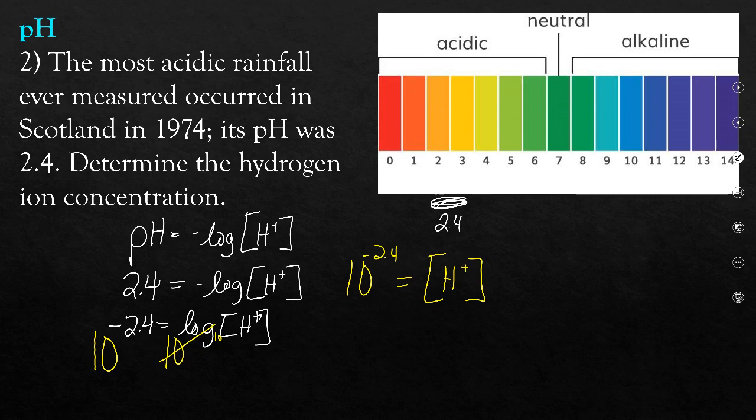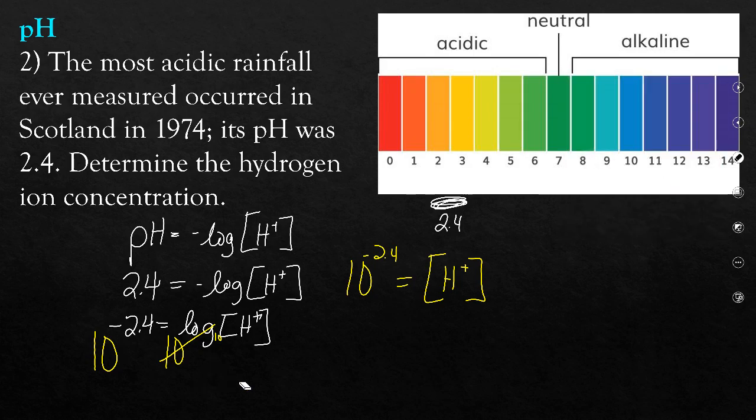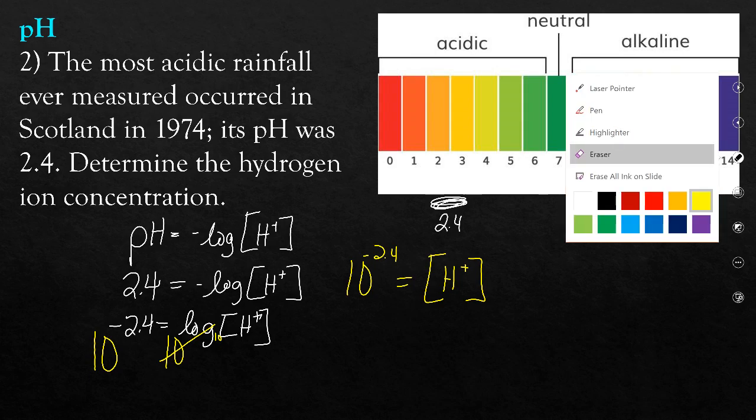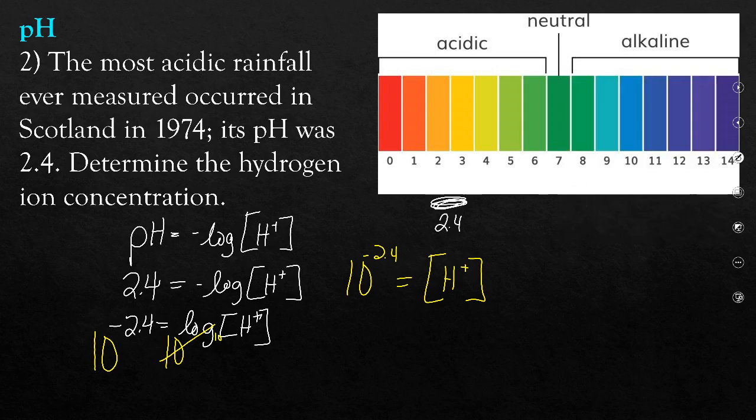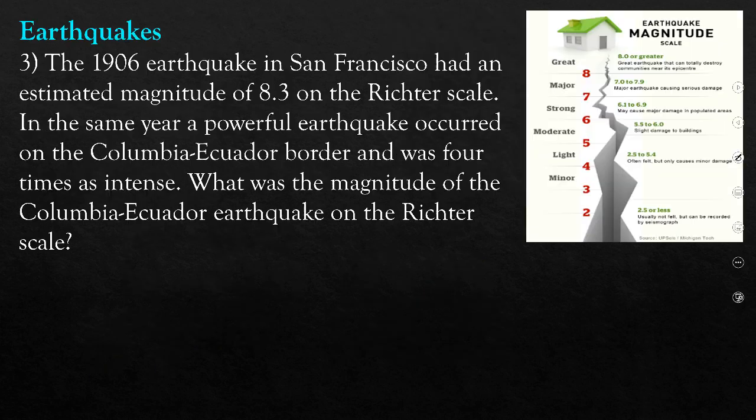So once I exponentiate or rewrite in exponential form like I just did, you can just type this into your calculator, 10 to the negative 2.4, and that will tell us our hydrogen ion concentration. So in this case, we get a value of 0.00398 to equal the hydrogen ion concentration. And yes, you should use that proper notation. Here we go. All right, let's try some new ones.